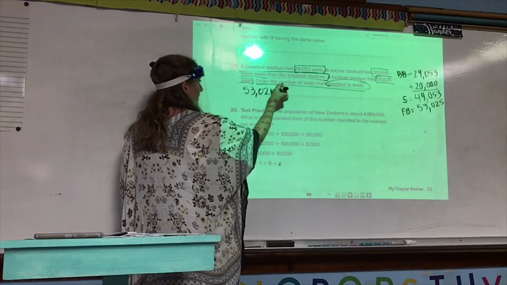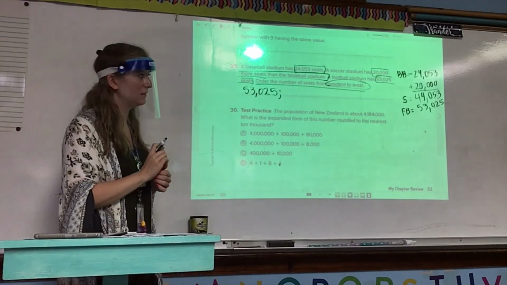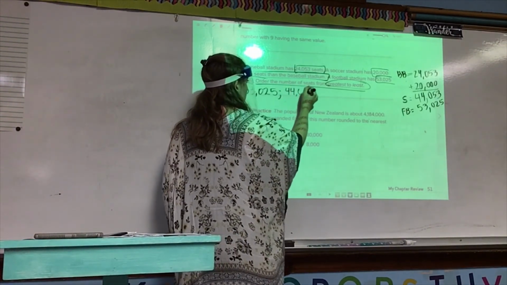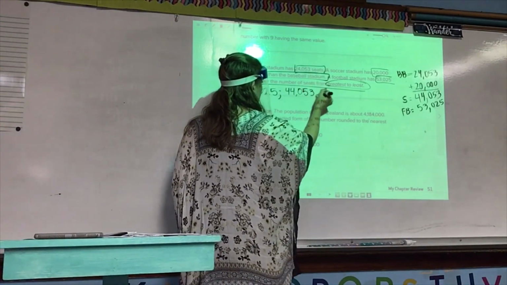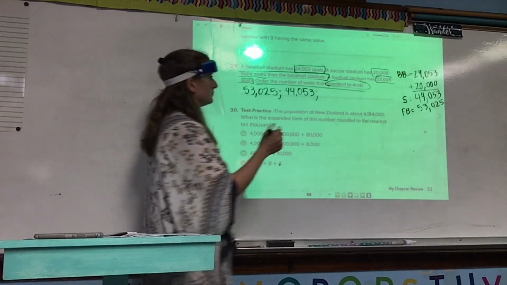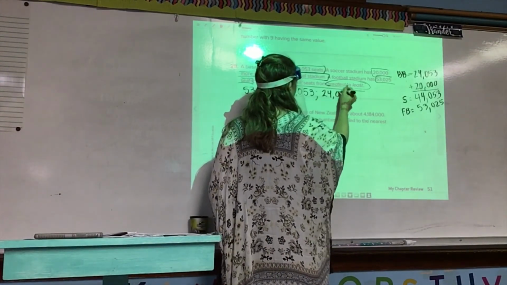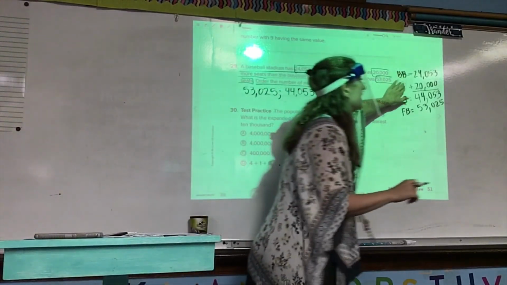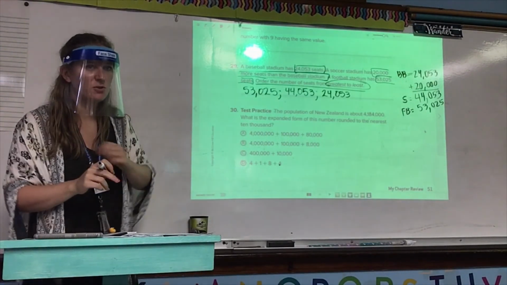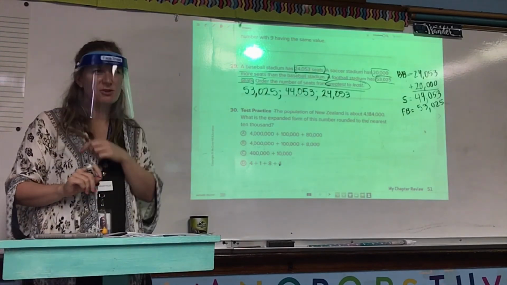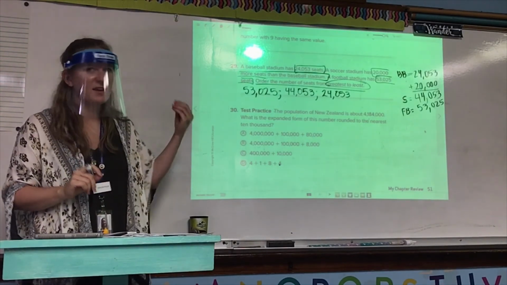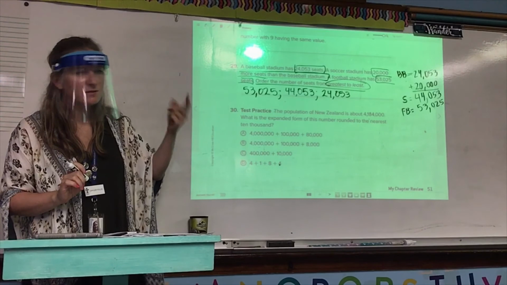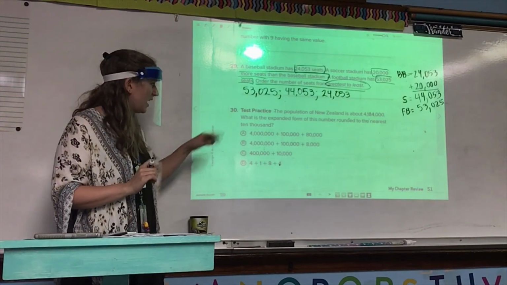53,025. Then 44,053. Then 24,053. Very good. So on your test, if you have a question like this, I better see that work for the addition. Or if it says 20,000 less, what would you have to do? Would you add if it said it had 20,000 less? Cullen? No. What would you do? Subtract. Subtract. Very good.